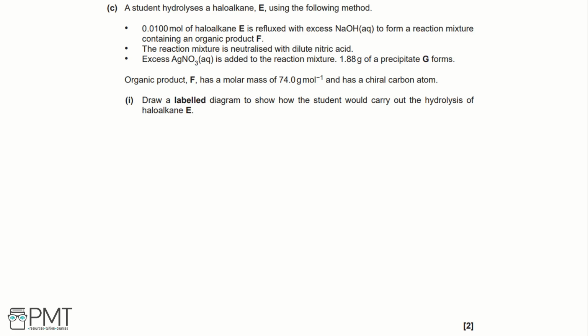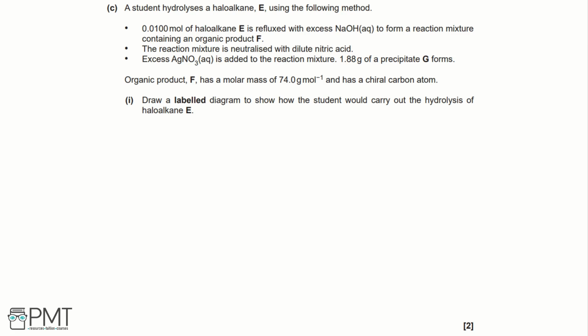Part C. A student hydrolyzes a haloalkane E using the following method. 0.01 moles of a haloalkane E is refluxed with excess NaOH to form a reaction mixture containing an organic product F. The reaction mixture is neutralized with dilute nitric acid. Excess AgNO3 aqueous is added to the reaction mixture. 1.88 grams of a precipitate G forms. Organic product F has a molar mass of 74.0 grams per mole and has a chiral carbon atom.